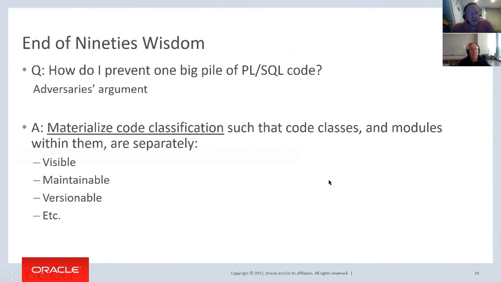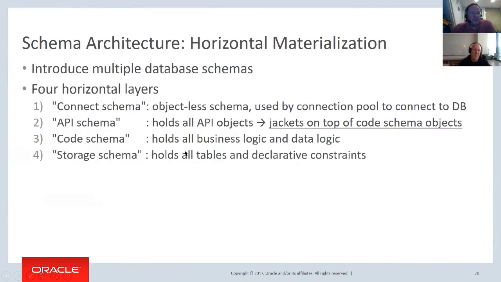Yeah, so again, what I just said, how do we make this visible? Well, we materialize the code classification, a thing that Bryn already talked about a couple of sessions ago, where we introduce preferably multiple schemas to all these code classes. We have, of course, the connect schema at the top that actually doesn't have any objects because it's used by the connection pool to connect into the database.